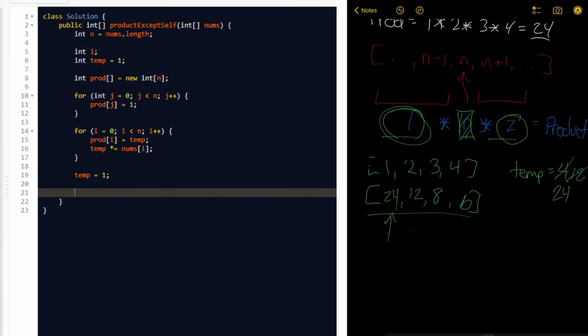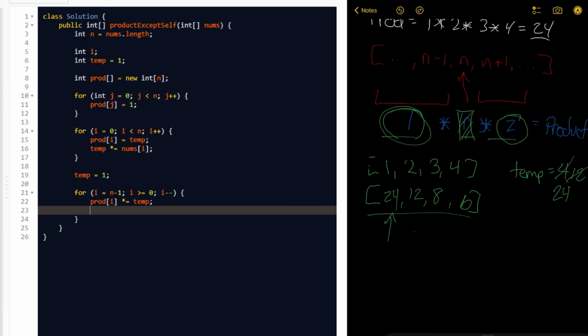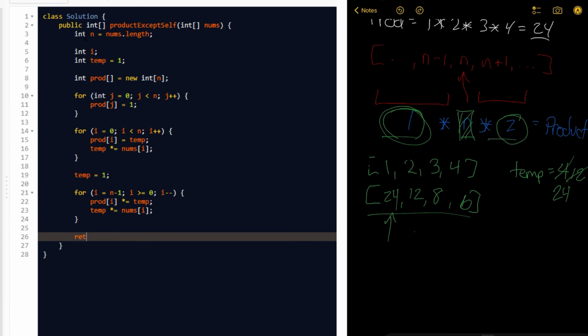And then we could create another for loop here, and this time we would be starting at the end of the array. So we would iterate until we are greater than or equal to 0. We would decrement this time. What happened here? Get rid of that. There we go. And we would set the product at index i. We would multiply that with what our temp value is. Then we would take our temp value and multiply that with the nums array at index i. And then whenever all that is finished, we can just return our product array.